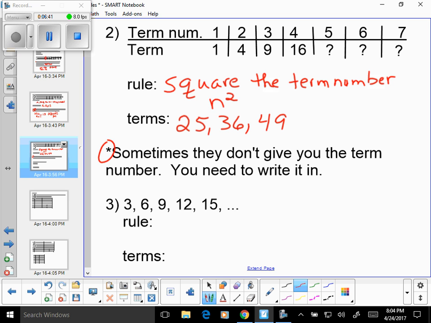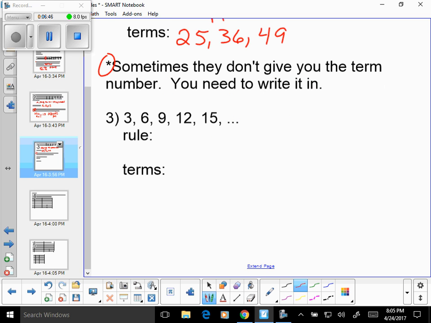Sometimes they don't give me a table, they just give me a sequence, 3, 6, 9, 12, 15. My best advice to you is to write the term number above it. Just go ahead and write it in. Now, what's that relationship between the 1 and the 3? Add 2, times by 3. Which one will work for the 2? 2 plus 2 is 4, so adding's not going to work, but 2 times 3 gives me 6. So my rule here is to multiply by 3.